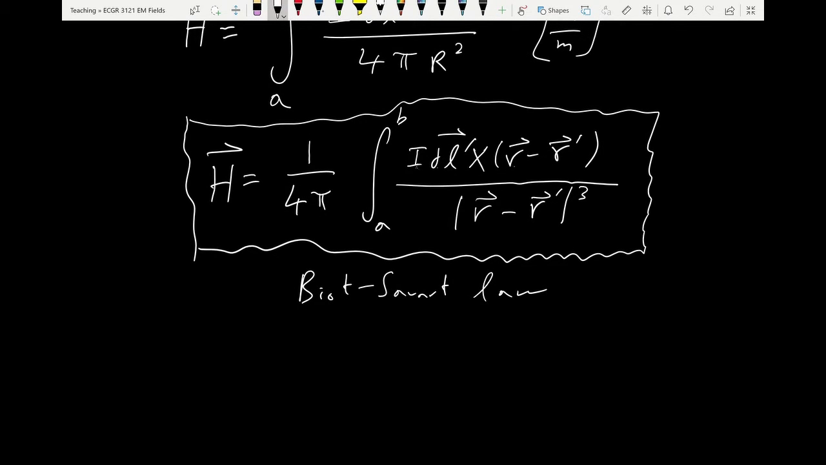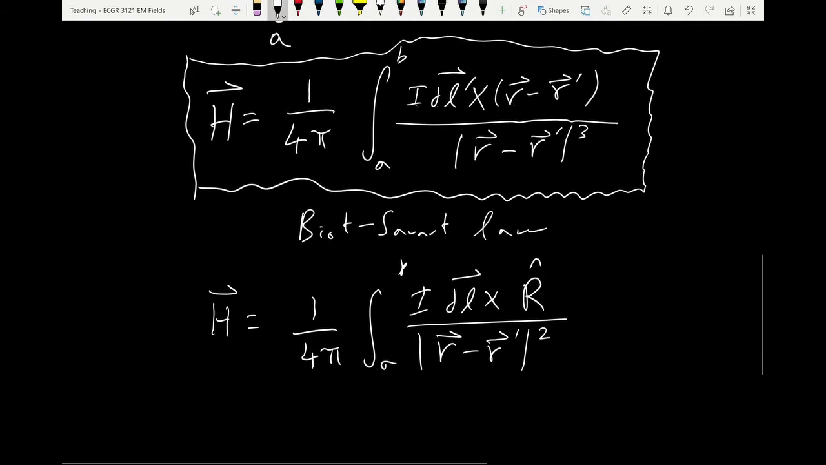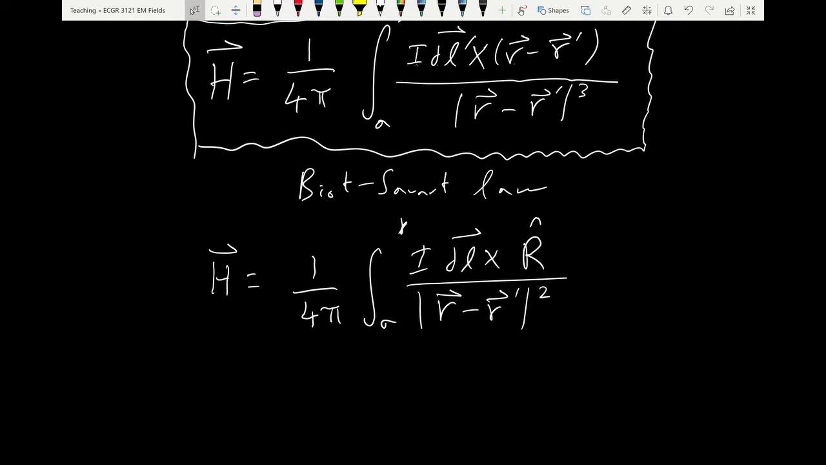So I could have written this as H equals 1 over 4 pi, integral from a to b, I dl cross r hat, which in this case is a unit vector, over the magnitude of r minus r prime squared. Then it becomes squared. Okay, it's the same thing.